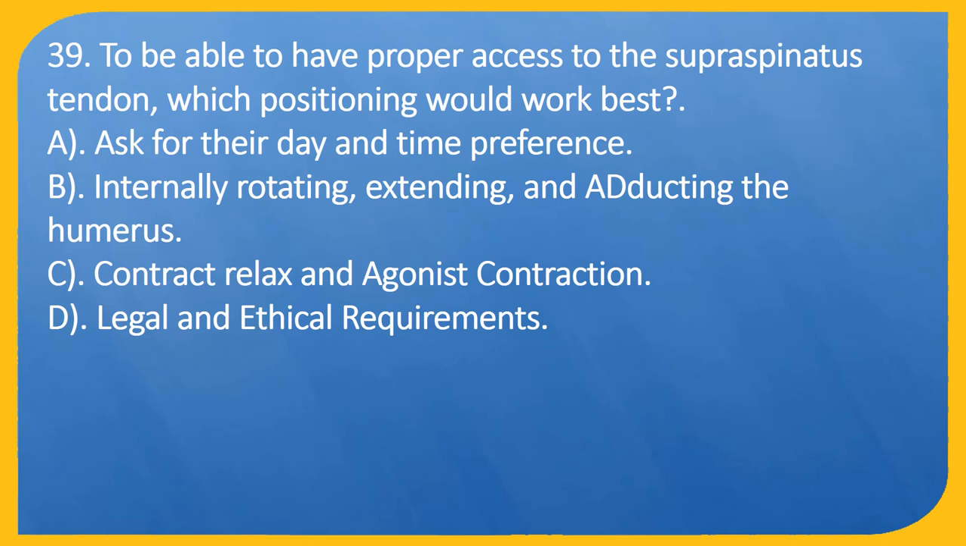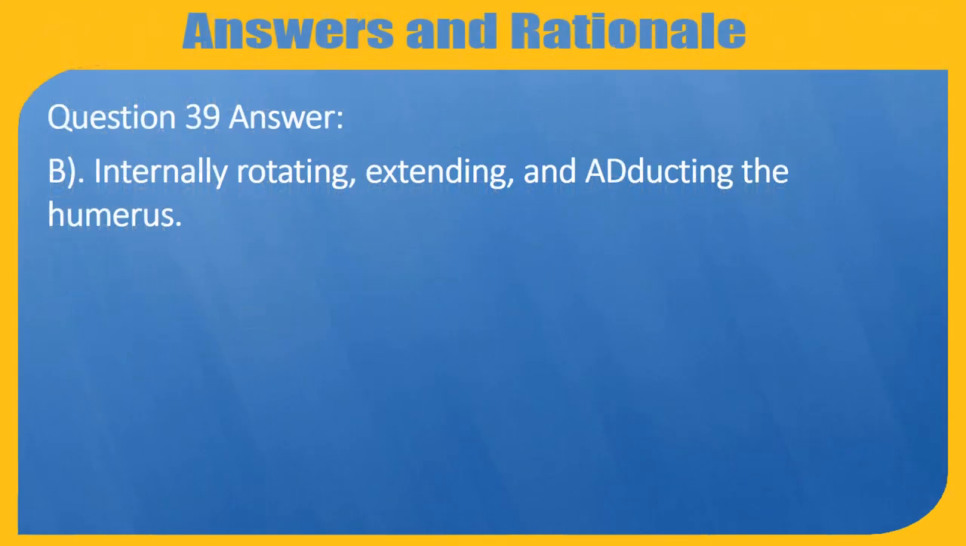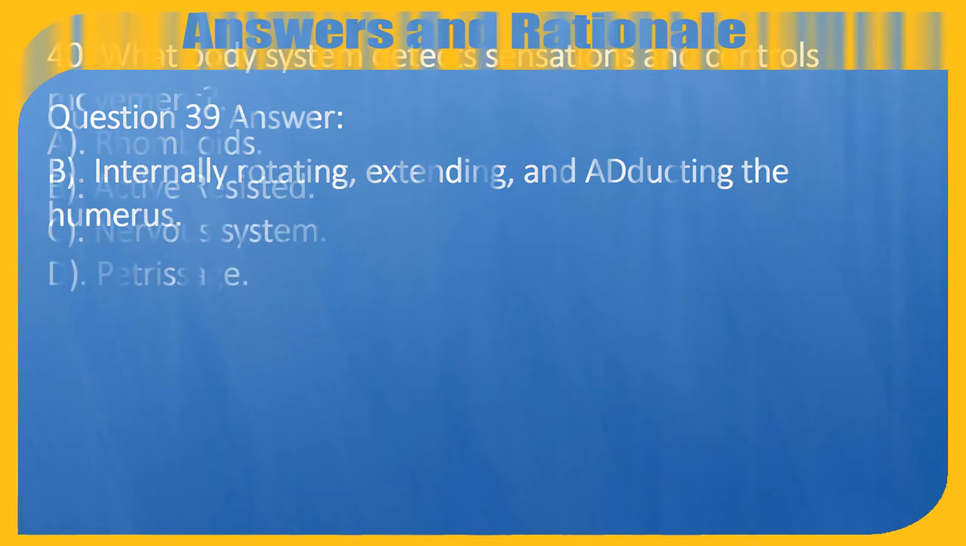Question 39. To be able to have proper access to the supraspinatus tendon, which positioning would work best? A. Ask for their day and time preference. B. Internally rotating, extending, and adducting the humerus. C. Contract relax and agonist contraction. D. Legal and ethical requirements. Question 39. Answer. B. Internally rotating, extending, and adducting the humerus.